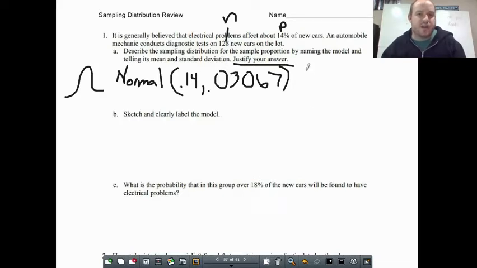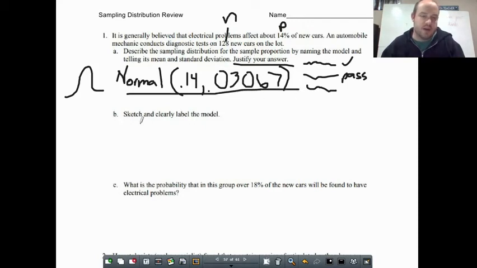Now, I know I'm not writing it all out because it's really hard to write on a computer screen sometimes, but you could just go ahead and write those conditions, and then you could either just do a check mark next to them or say that they pass or whatever. You could list the conditions and say we've met all the conditions, so that justifies the use of this model. All right. So that would be A. B says sketch and clearly label the model.